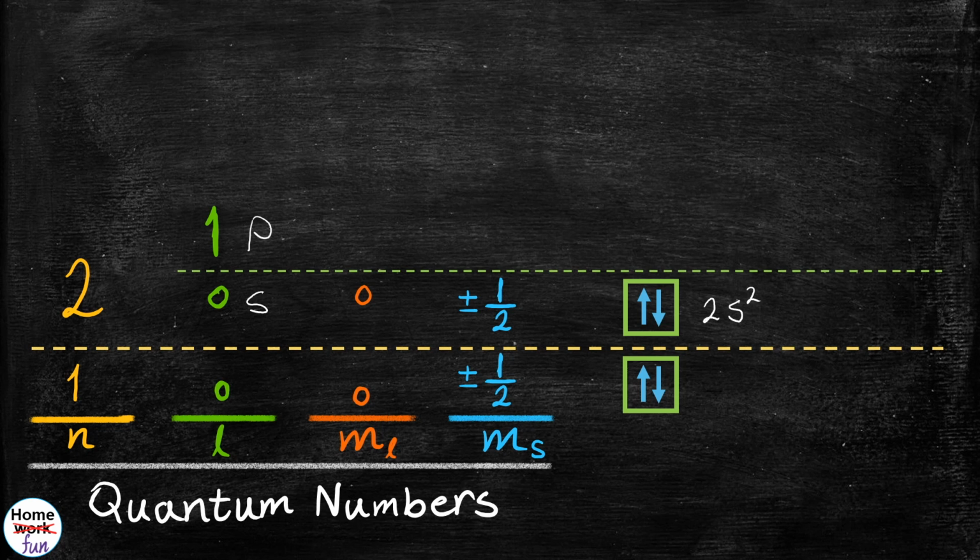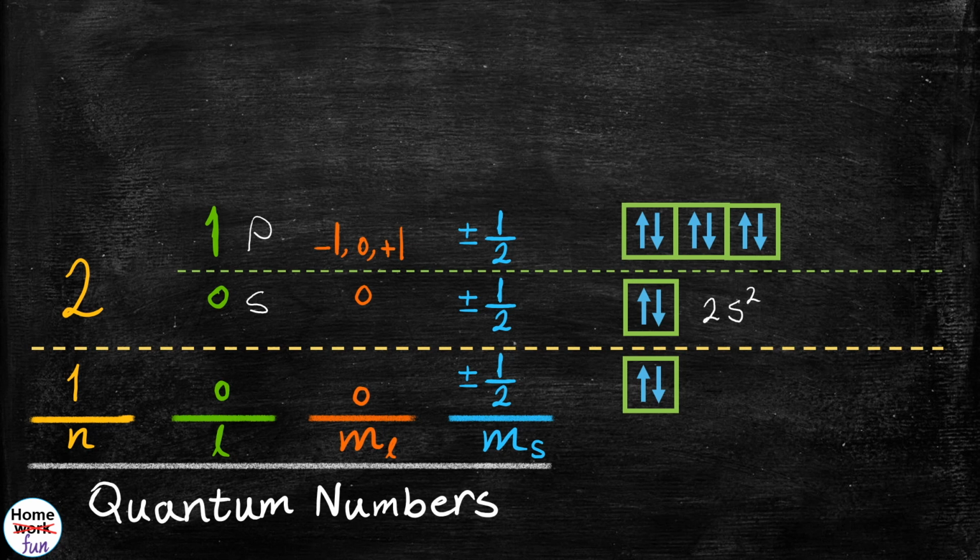Sublevel P has 3 different magnetic quantum numbers, ML. Negative 1, 0, and positive 1. And in each one of those, we know that we show them with one box. So you have 3 boxes, 3 orbitals. Right? So this one is negative 1, 0, and positive 1, for example. And in each one of those boxes, we said in each one of those orbitals, only maximally 2 electrons with different spin can fit.